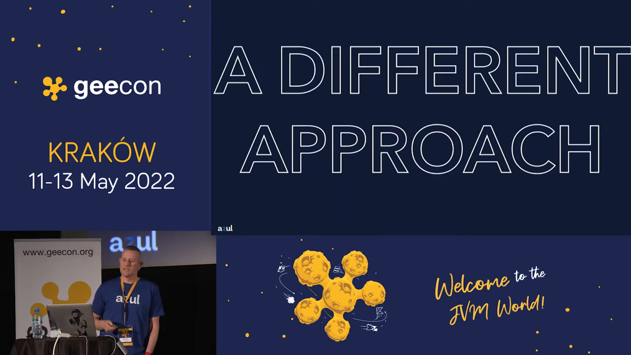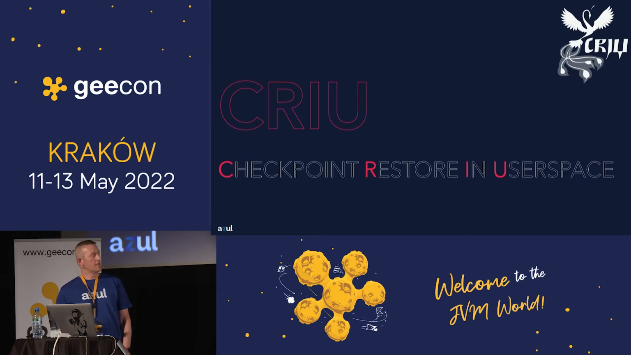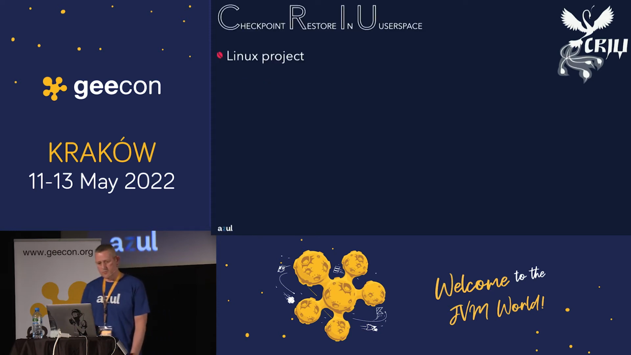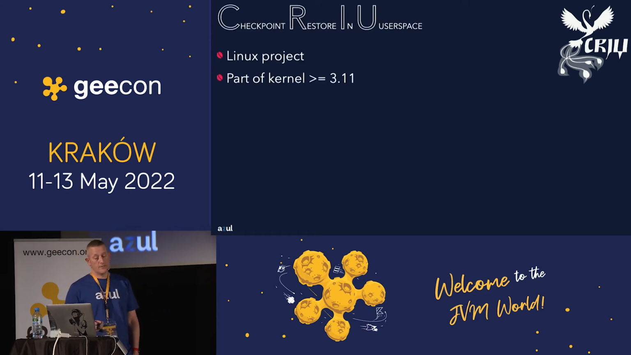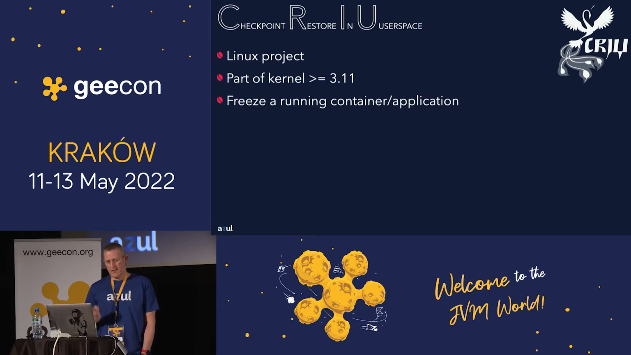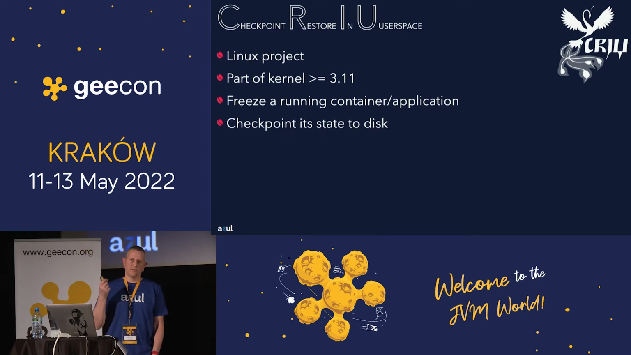So let's take a look at a different approach. There's this project called CRIU, which is checkpoint restore in user space. This is a Linux project. It's part of the kernel since 3.11, so it's been in the kernel for quite some time. And it was made to freeze a running application or container. That was the idea behind it. What it does is it creates a checkpoint or a snapshot of this application or container and stores it to the disk, at runtime.